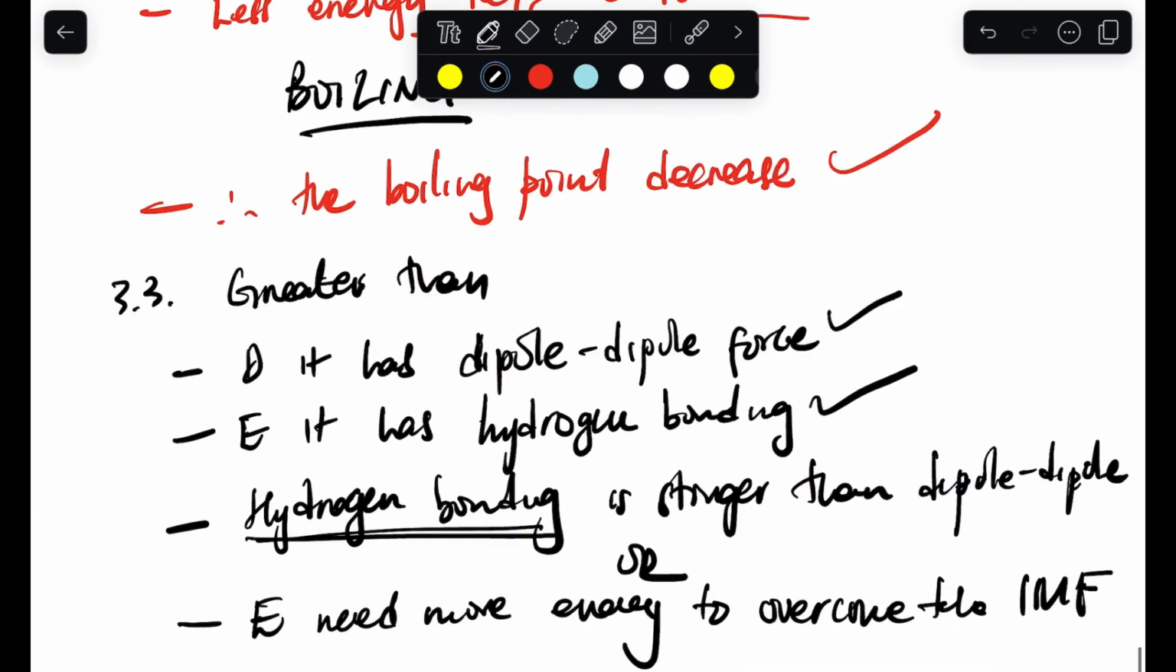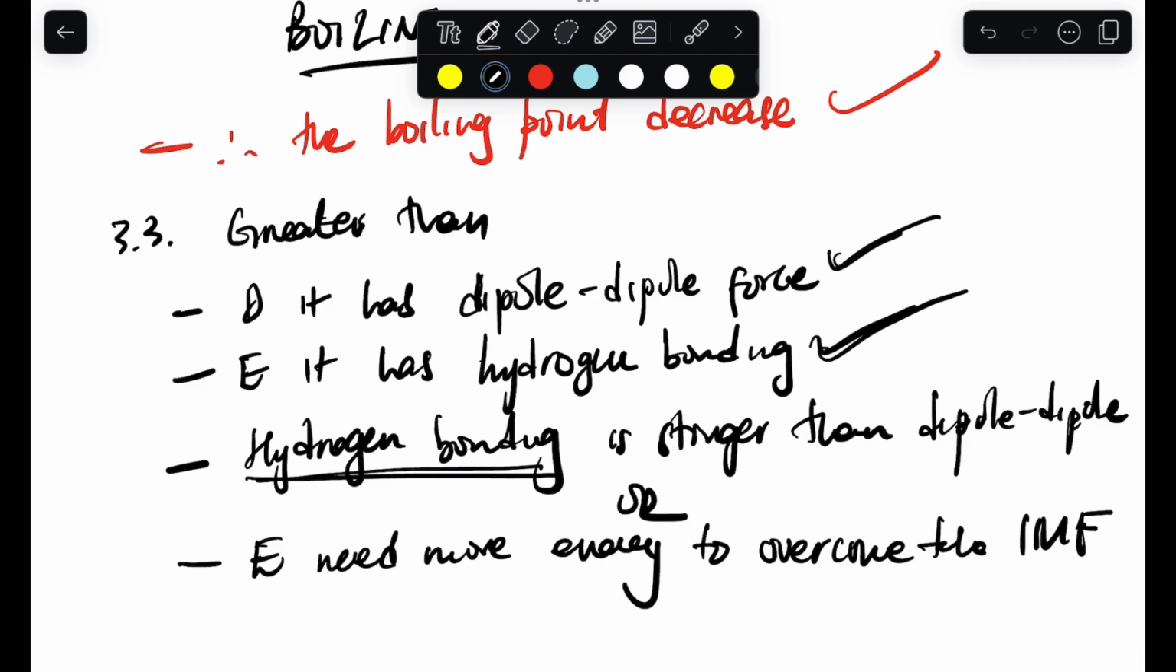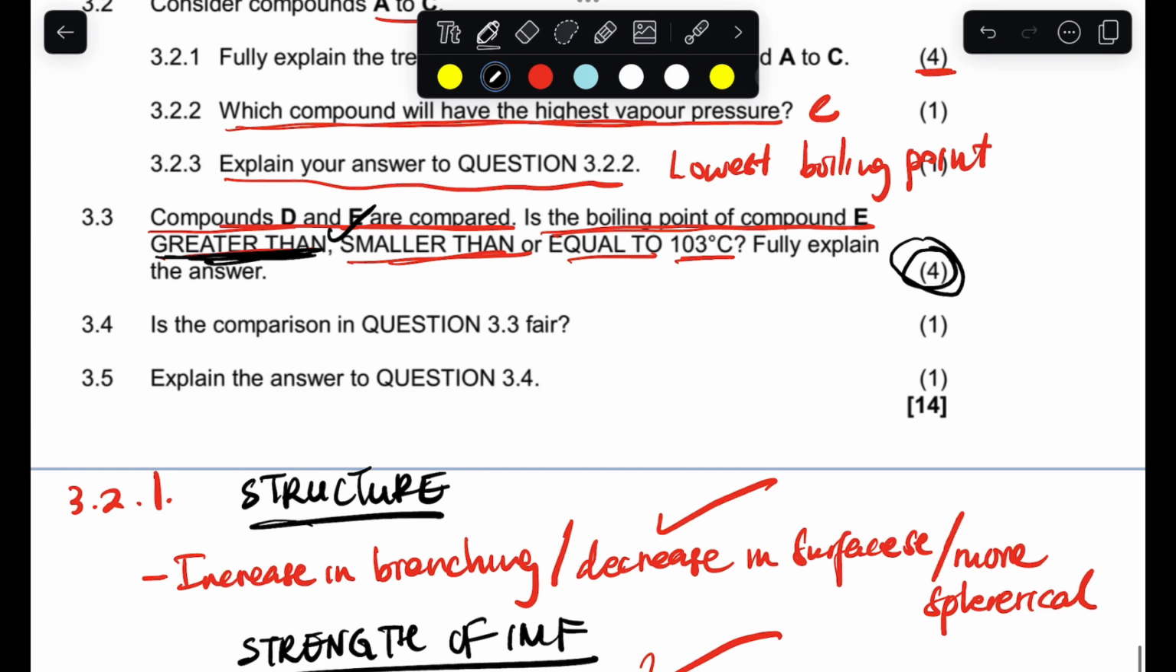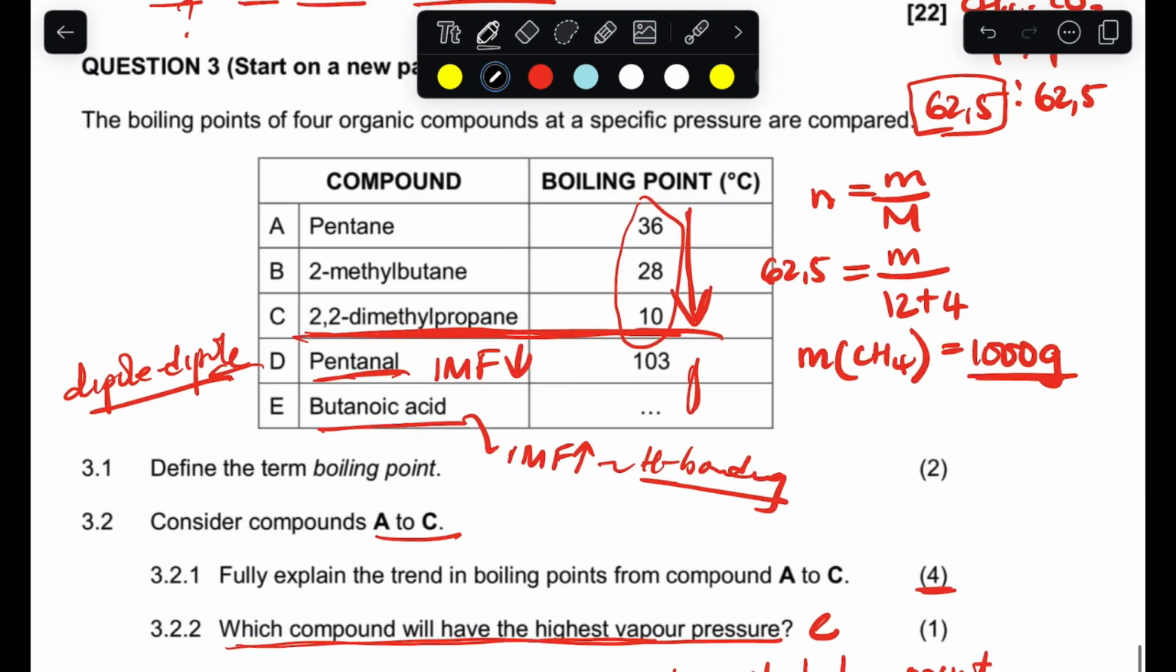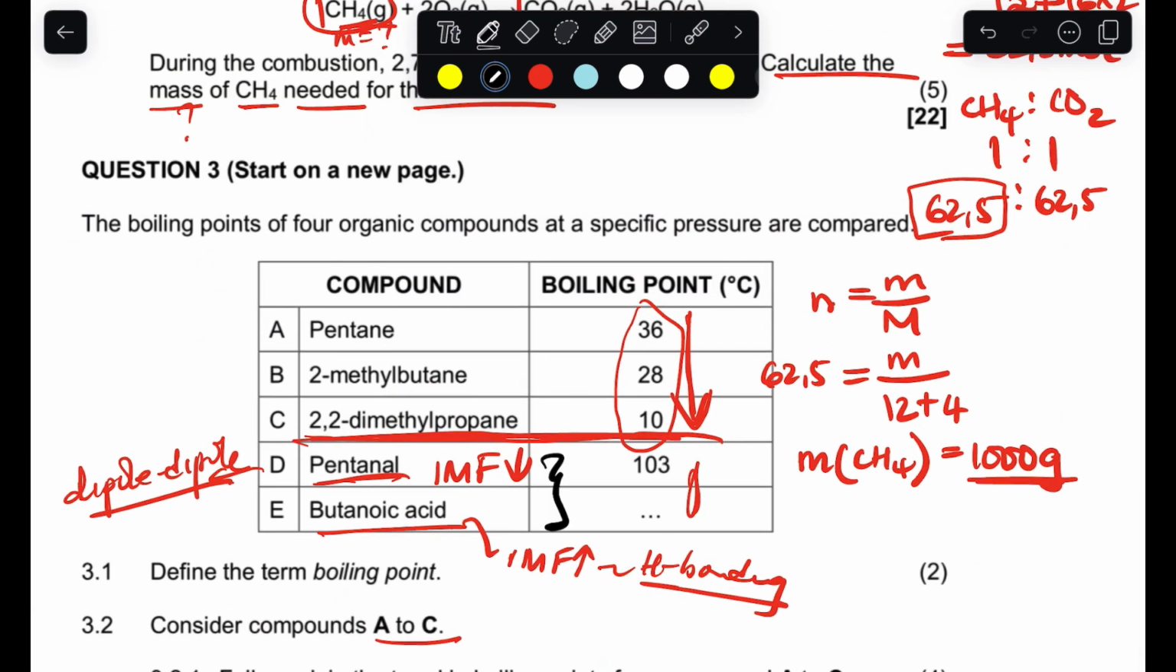Okay, guys, we're done with that. So it's 3 points. You can see it's 1, 2, 3, right? Okay, let's go to 3.4. It says, is this comparison in 3.3 fair? So are we fair by comparing these two?